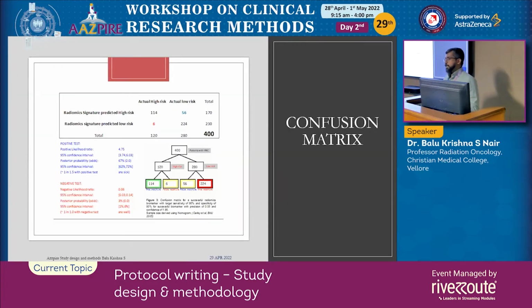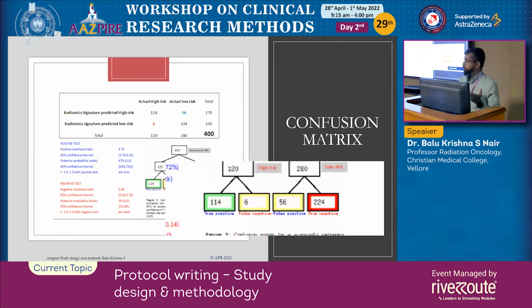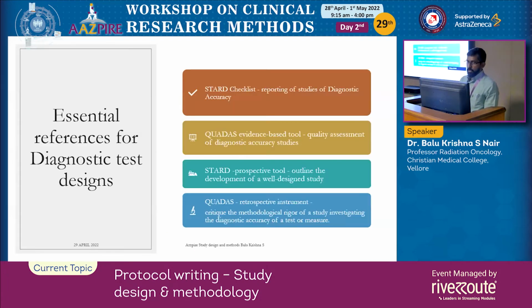Another important thing in a diagnostic test is to anticipate the utility of the test. Okay, you are doing the test. At the end of it, how are you going to apply it? It can introduce a new treatment, or it can reduce the treatment. So based on that, the sensitivity or the specificity, or the power of the target test, will vary. So you should know your confusion matrix when you design a diagnostic study.